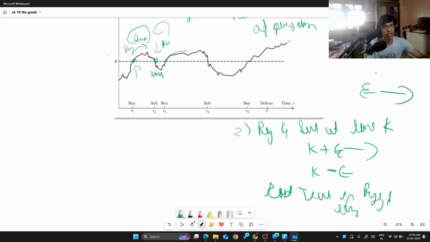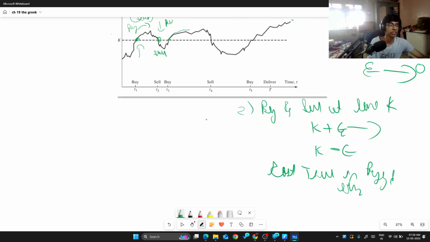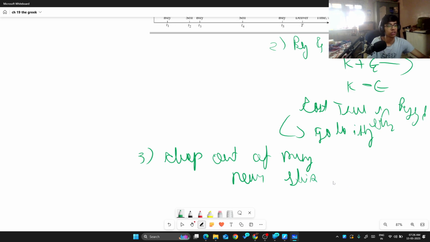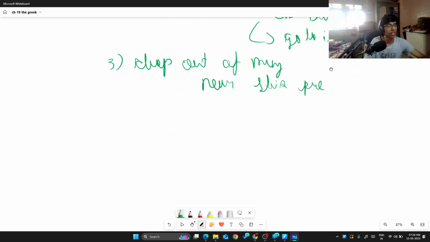And if we mathematically say that epsilon tends towards zero, then our hedging, or buying and selling, also goes to infinity, because there is no cost involved and we can buy and sell infinitely, and that is not possible, right? Another problem is that sometimes deep out-of-the-money options never reach the strike price, so the cost of hedging is zero, and it means there is no hedging.